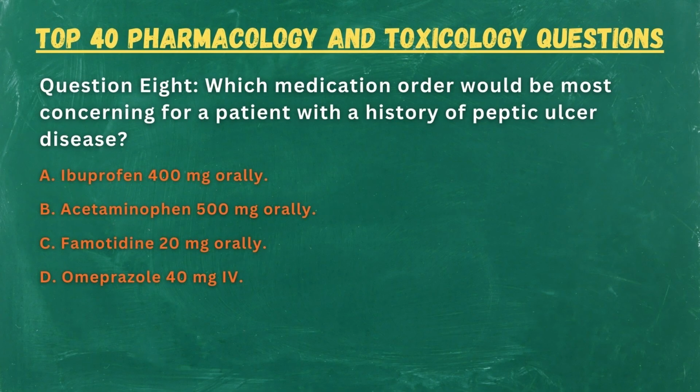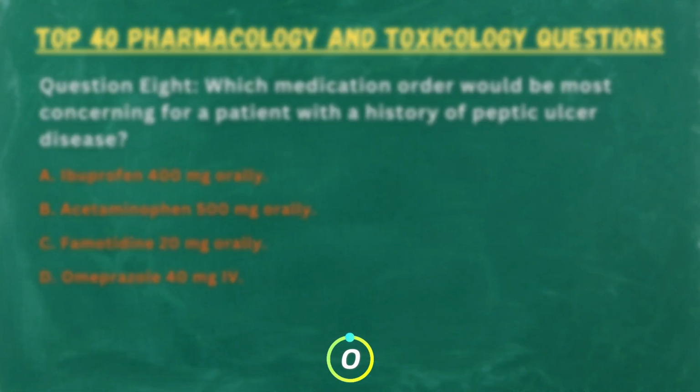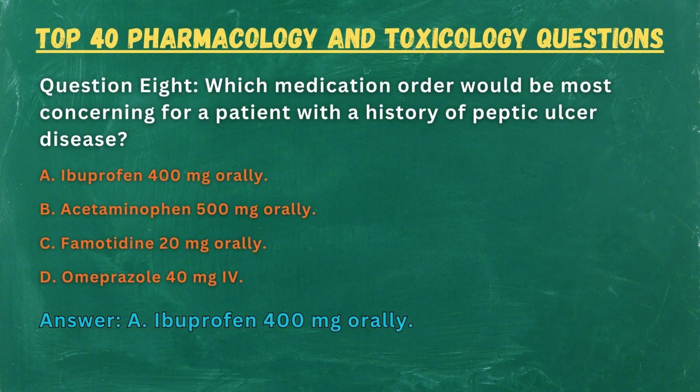Question 8. Which medication order would be most concerning for a patient with a history of peptic ulcer disease? A. Ibuprofen 400 mg orally. B. Acetaminophen 500 mg orally. C. Famotidine 20 mg orally. D. Omeprazole 40 mg orally. Answer: A. Ibuprofen 400 mg orally.